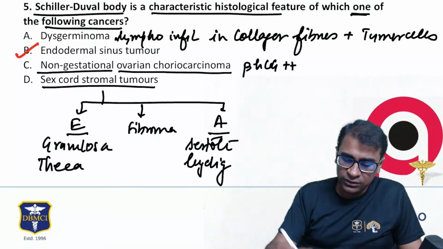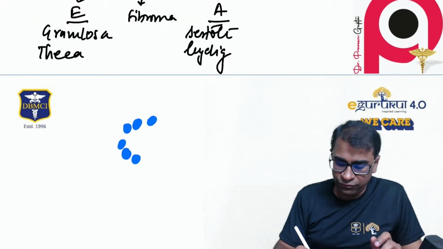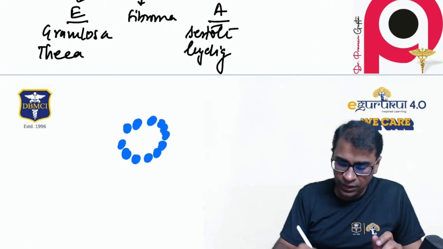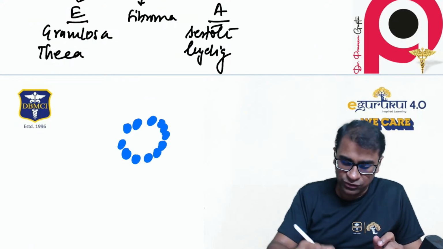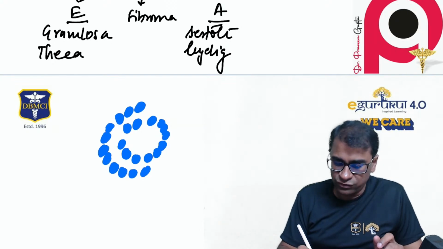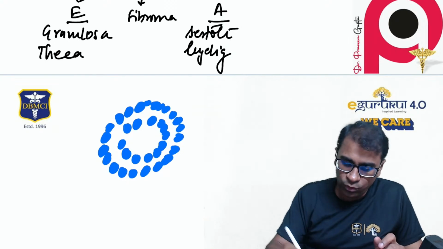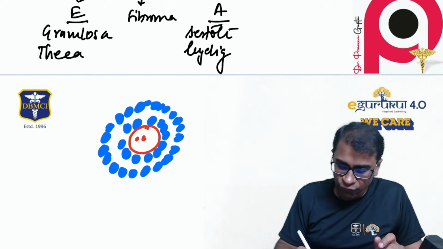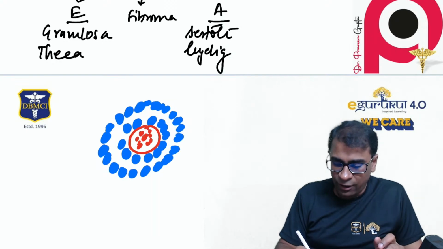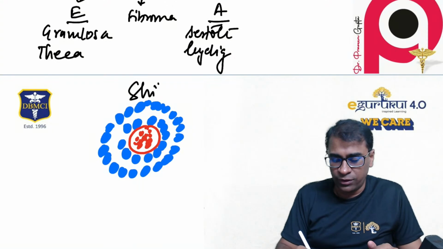And what does this type of tumor show? There are two layers of germ cells, one layer and one more layer. Let me draw one more layer here. These two layers of germ cells are around a vessel. Around the vessel you can see two layers of germ cells, and hence the name Schiller-Duval bodies.